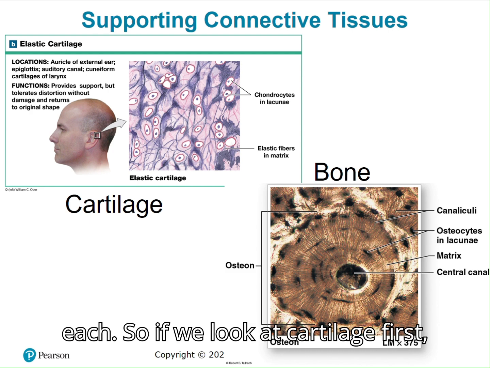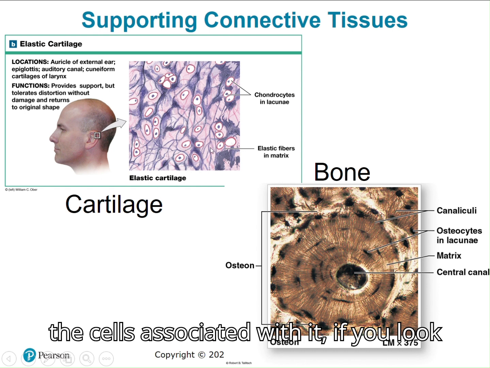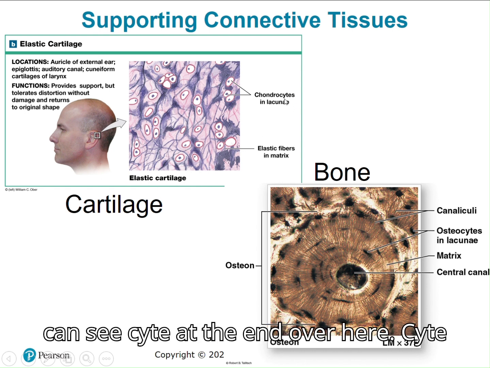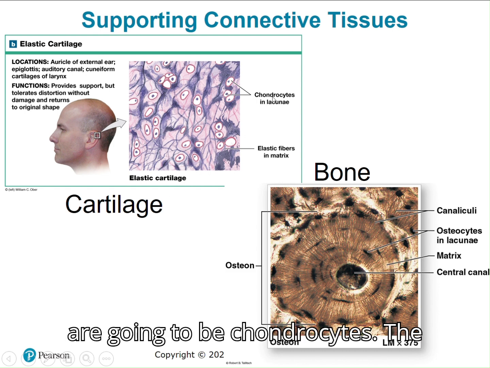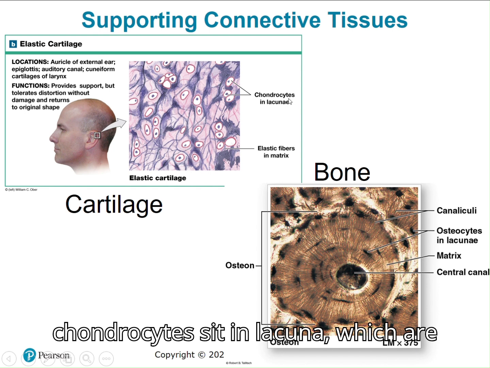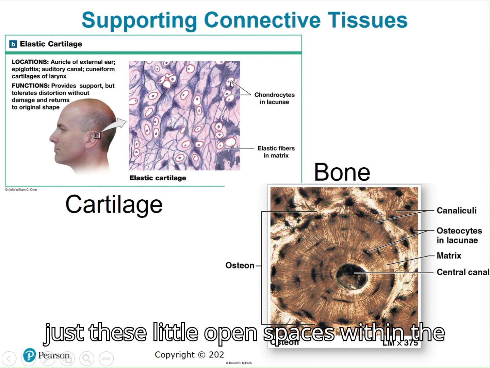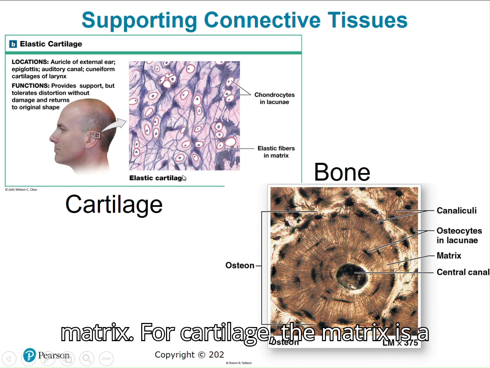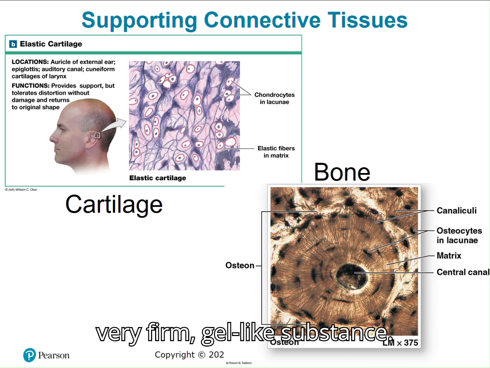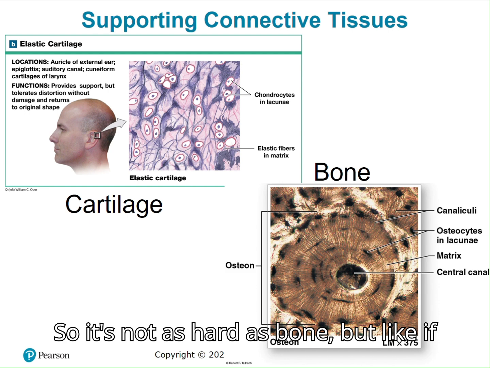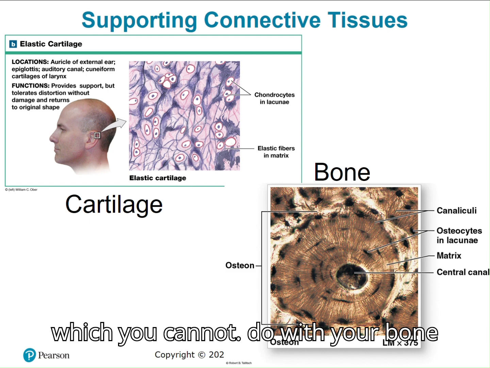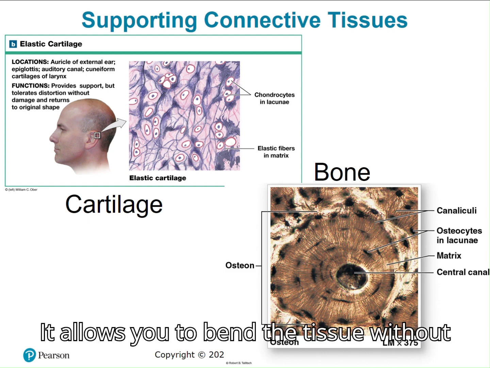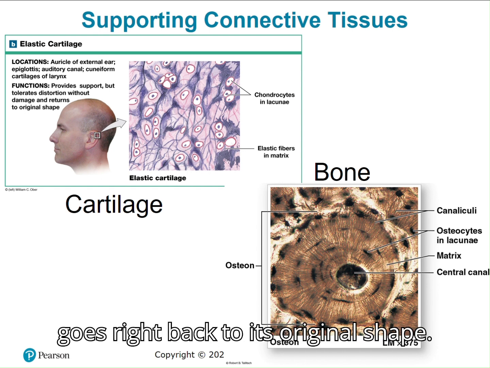So if we look at cartilage first, the cells associated with it, if you look in here, this is elastic cartilage. You can see "cyte" at the end over here. Cyte just means cell. So cartilage cells are going to be chondrocytes. The chondrocytes sit in lacuna, which are just these little open spaces within the matrix. For cartilage, the matrix is a very firm gel-like substance, so it's not as hard as bone, but like if you look at your ear, you can bend your ear, which you cannot do with your bone, because the cartilage is going to be gel-like. It allows you to bend the tissue without actually damaging the structure, and it goes right back to its original shape.